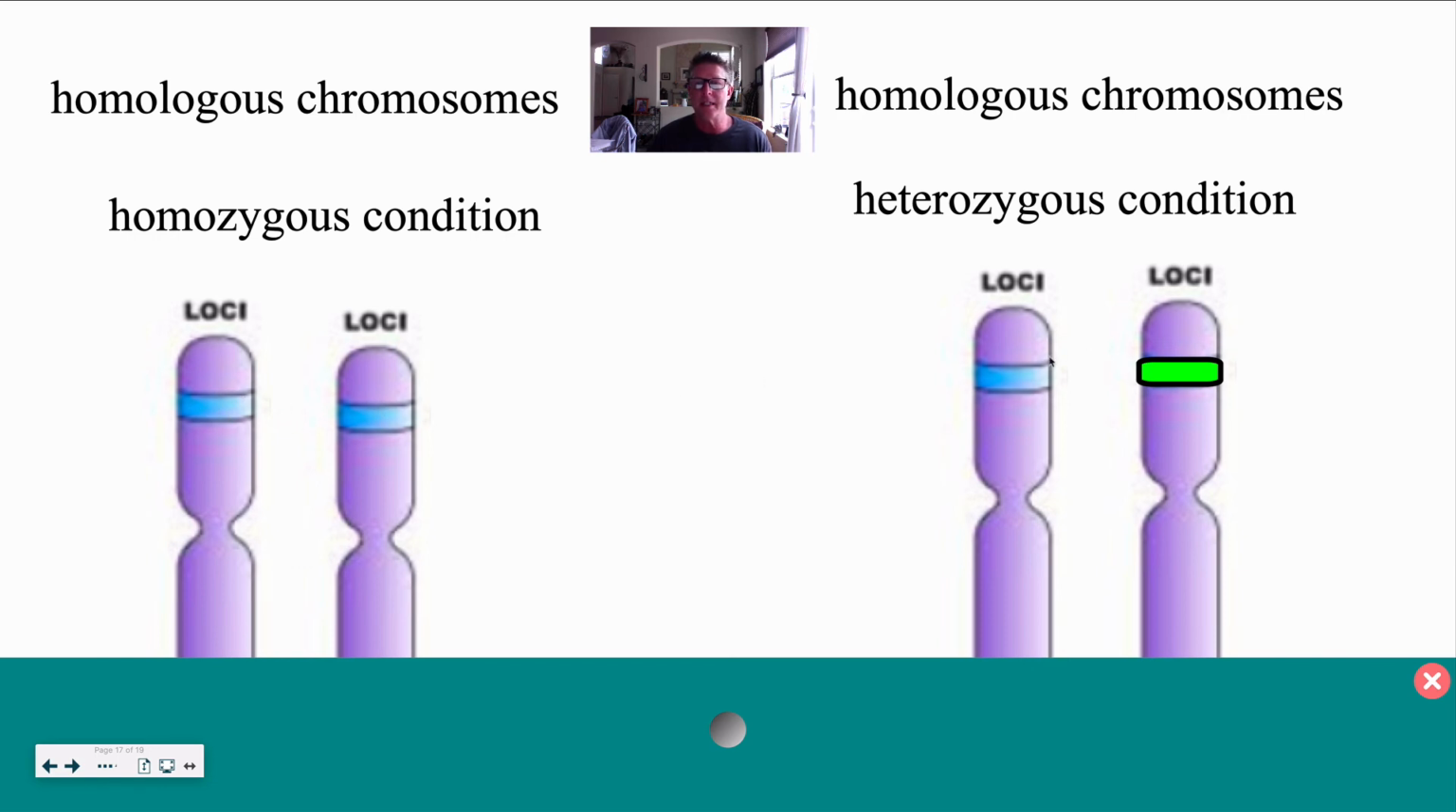Over on this heterozygous condition, I have two different alleles. One says you're going to have brown eyes, the other says you're going to have blue eyes. So these are different alleles. I still have homologous pairs of chromosomes. The chromosomes code for the same trait, that eye color trait, but they are different alleles. That's the heterozygous condition.